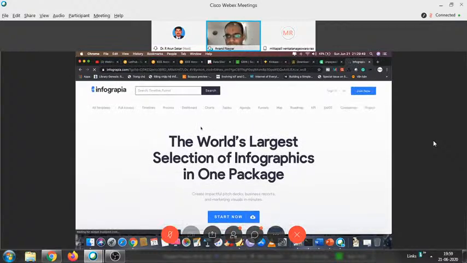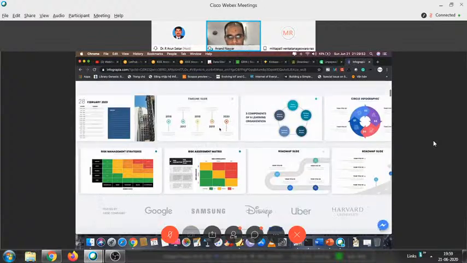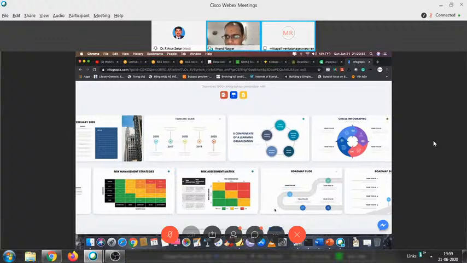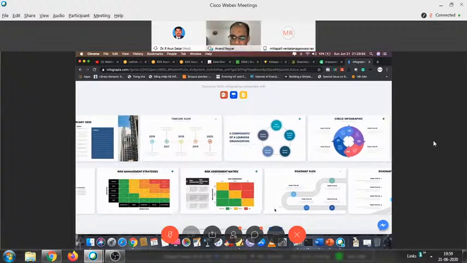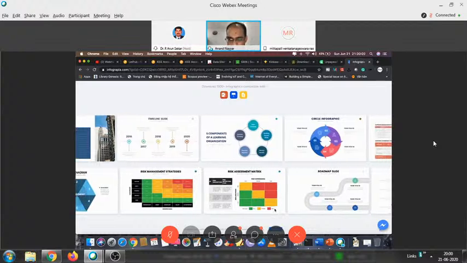So the word selection package over there. If you go for this one, let me show you. Yeah. You can see how much better you can make your graphs and all these types of things. So Infographic is the website for making diagrams. That's what I recommend.